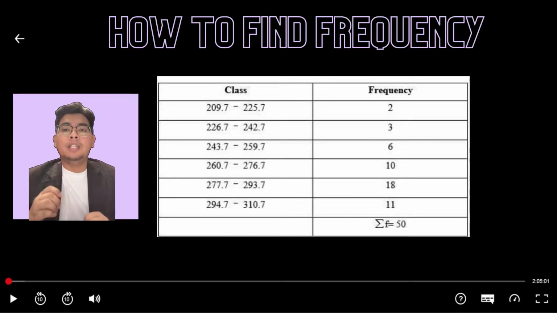The upper limits of the other classes are 242.7, plus 17, equals 259.7, and so on. The frequencies are 2, 3, 6, 10, 18 and 11, and when I total it, I got 50 frequency.